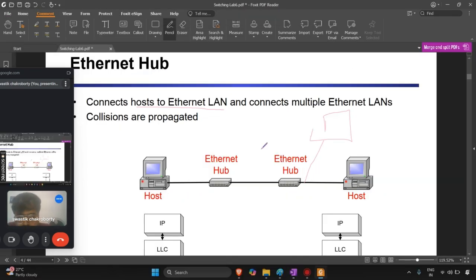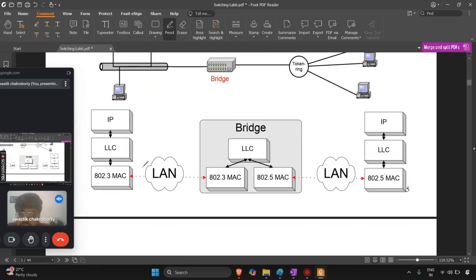Now here we have bridges. So the IP is LLC, link layer control. IP goes to the link layer control in the next layer, and then we have basically the IP at the network layer. So IP is at the network layer, whereas this is at the data link layer, but data link LLC layer.